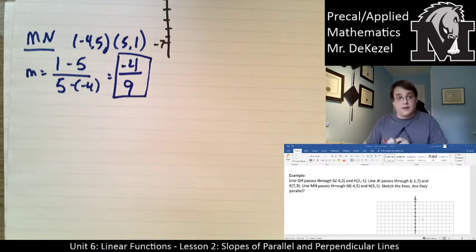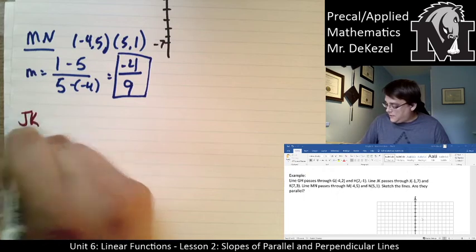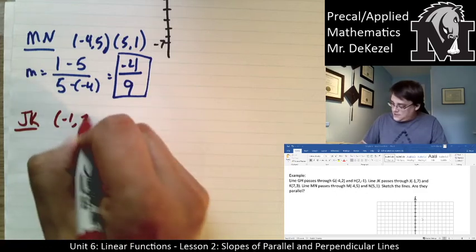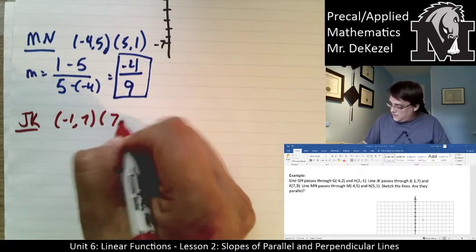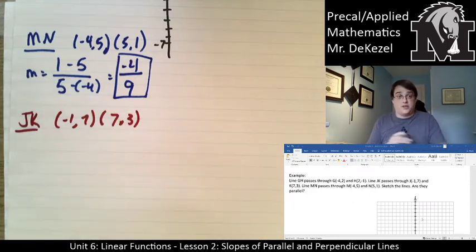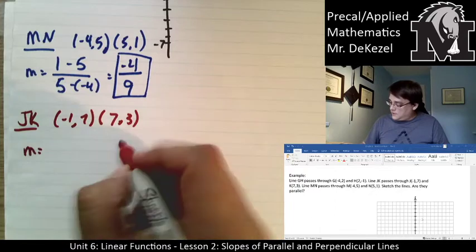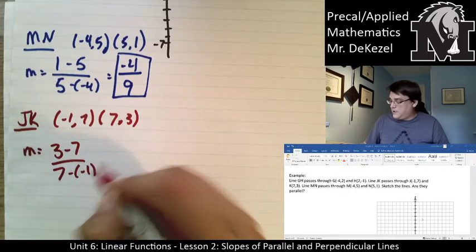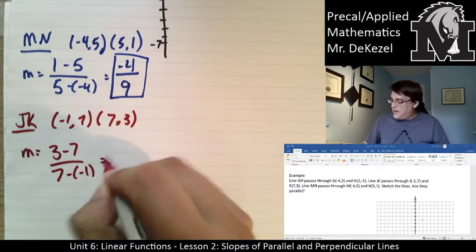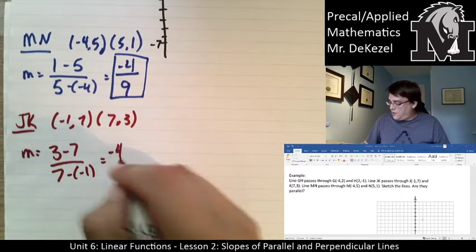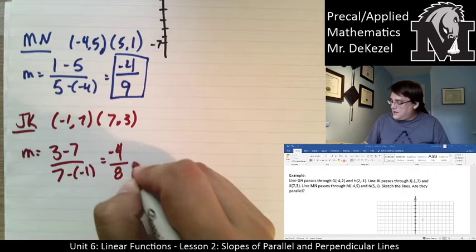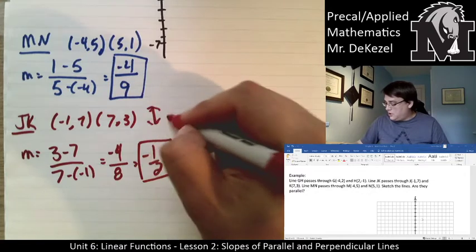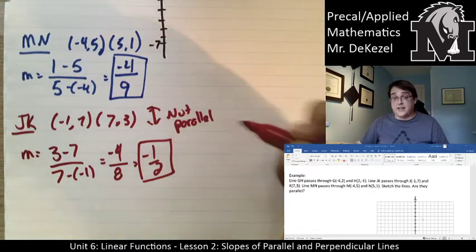Let's do JK next. The points for JK were minus 1 and 7, and 7, 3. Now, it doesn't matter which way you do these, as long as you're consistent. So the slope is equal to 3 minus 7, y2 minus y1, over 7 minus minus 1, that's x2 minus x1. So 3 minus 7 is minus 4, and then 7 plus 1 is 8. This is negative a half for a slope. So that means that these two are not parallel because they are not the same.